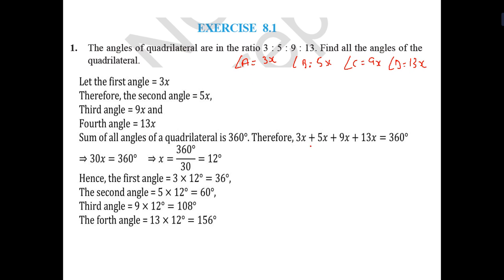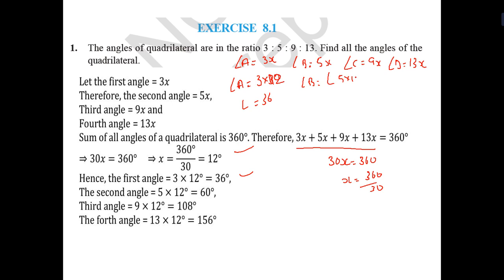So if we add these, 3x plus 5x plus 9x plus 13x is equal to 360. Totaling it, we get 30x equal to 360. So x is equal to 360 by 30, that is 12. Angle A is 3 into 12, that is 36. Angle B is 5 into 12, that is 60. Angle C is 9 into 12, 108. And angle D is 13 into 12, that is 156. So we have got all four angles.